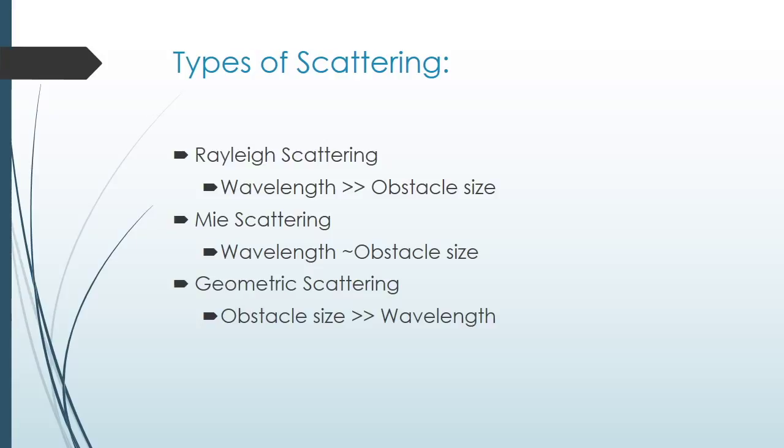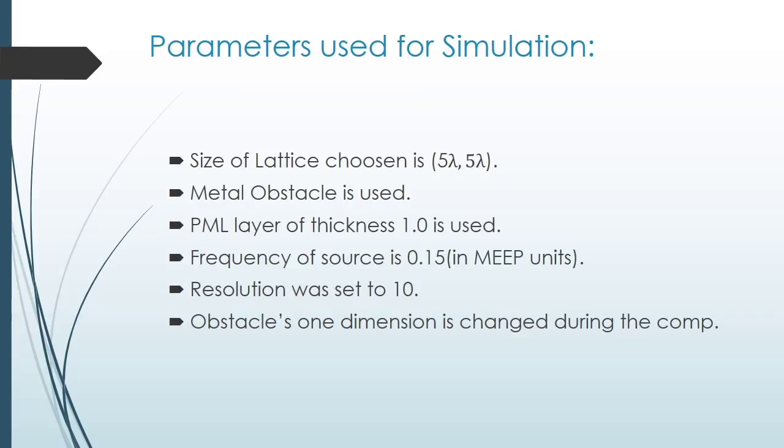In this video, we are going to explore various possibilities whenever a wave encounters an obstacle, by playing with the obstacle size compared to the wavelength of the wave. For this, we use the finite difference time domain method. The parameters used for simulating the setup are shown below.